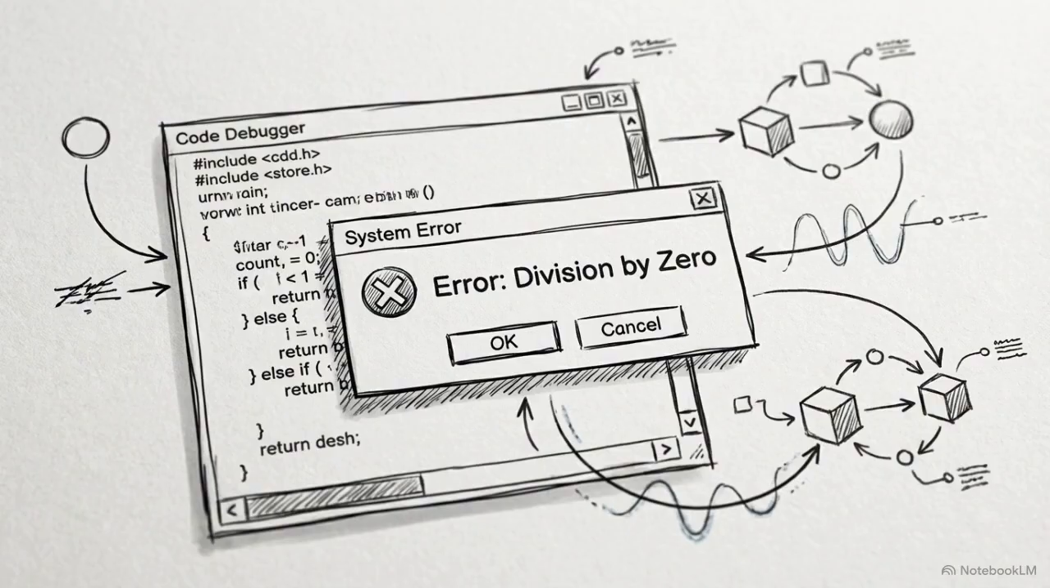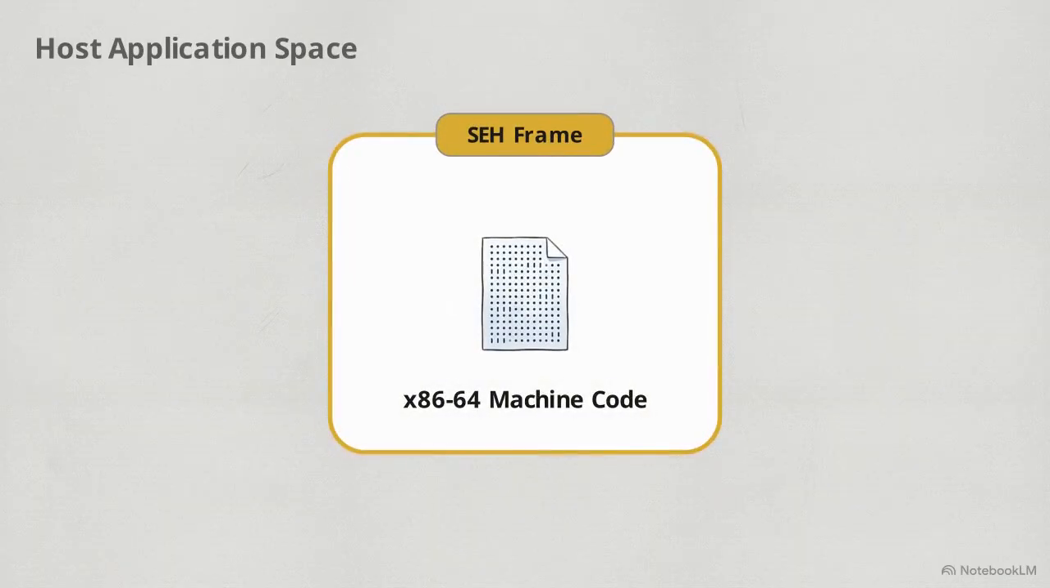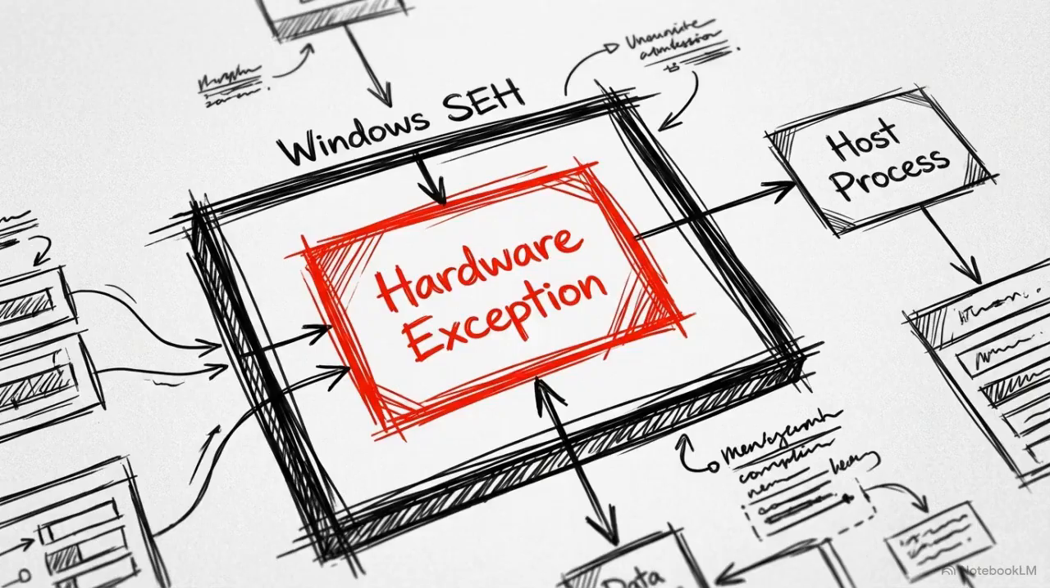The backend maps potential hardware faults, like dividing by 0 or accessing restricted memory, directly into Windows Structured Exception Handling, or SEH. SEH is the native Windows mechanism for catching hardware and software errors safely.